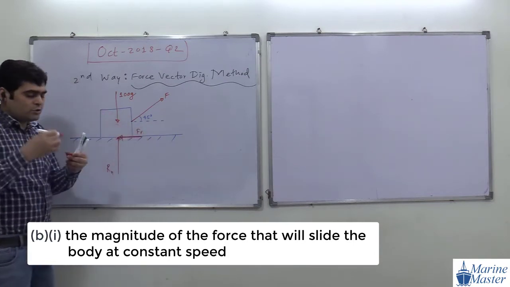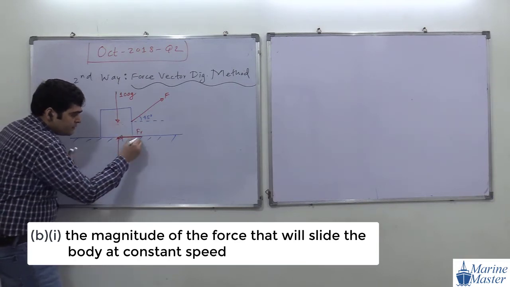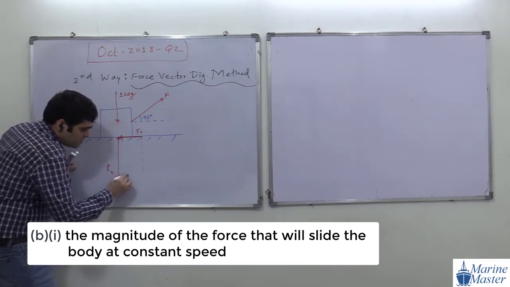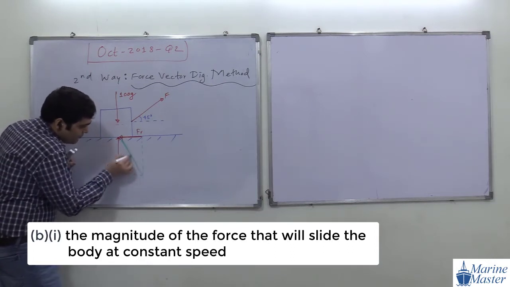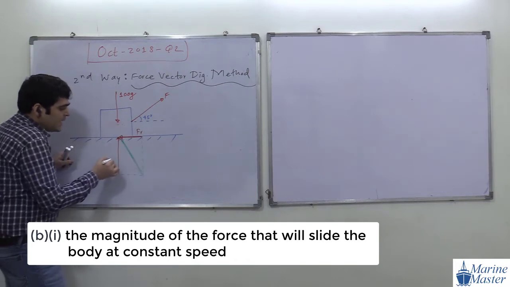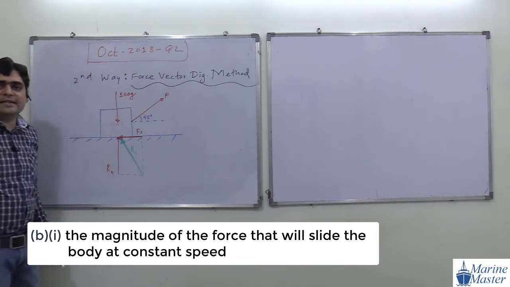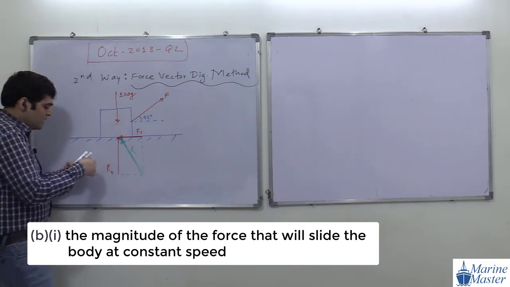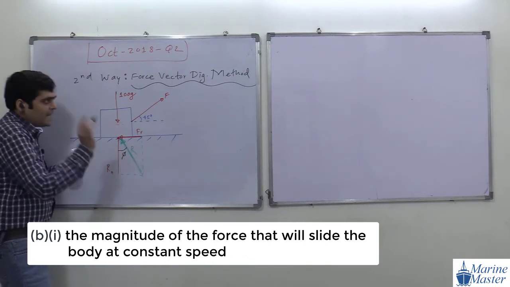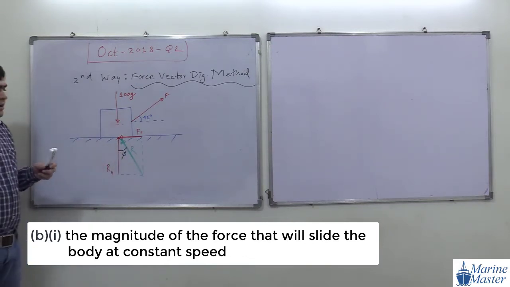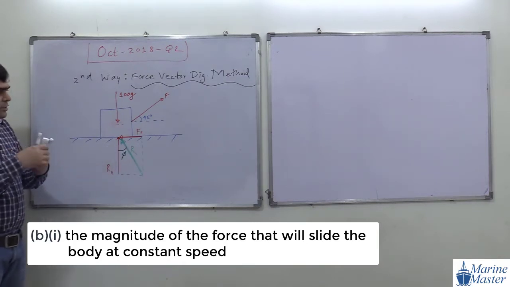Now for making 3 forces, what are we going to do? We are going to replace these 2 forces, Fr and Rn, by R. What is meant by R? R means the resultant reaction. And what is the angle of R with respect to Rn? The angle of R with respect to Rn is phi. See the scenario here.